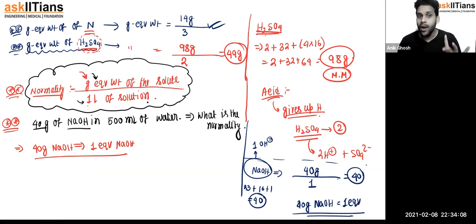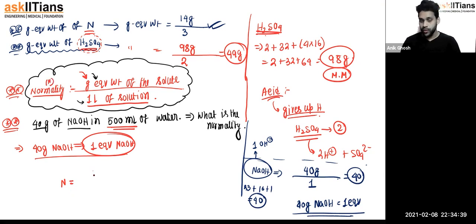Now we need to focus on the second part, the denominator. We have to make it a 1 liter solution. But they are saying this 1 equivalent of NaOH is present in 500 ml. So in 500 ml, there is 1 equivalent of NaOH. Normality is denoted by capital N. So the normality of the NaOH would be 1 gram equivalent in 500 ml.